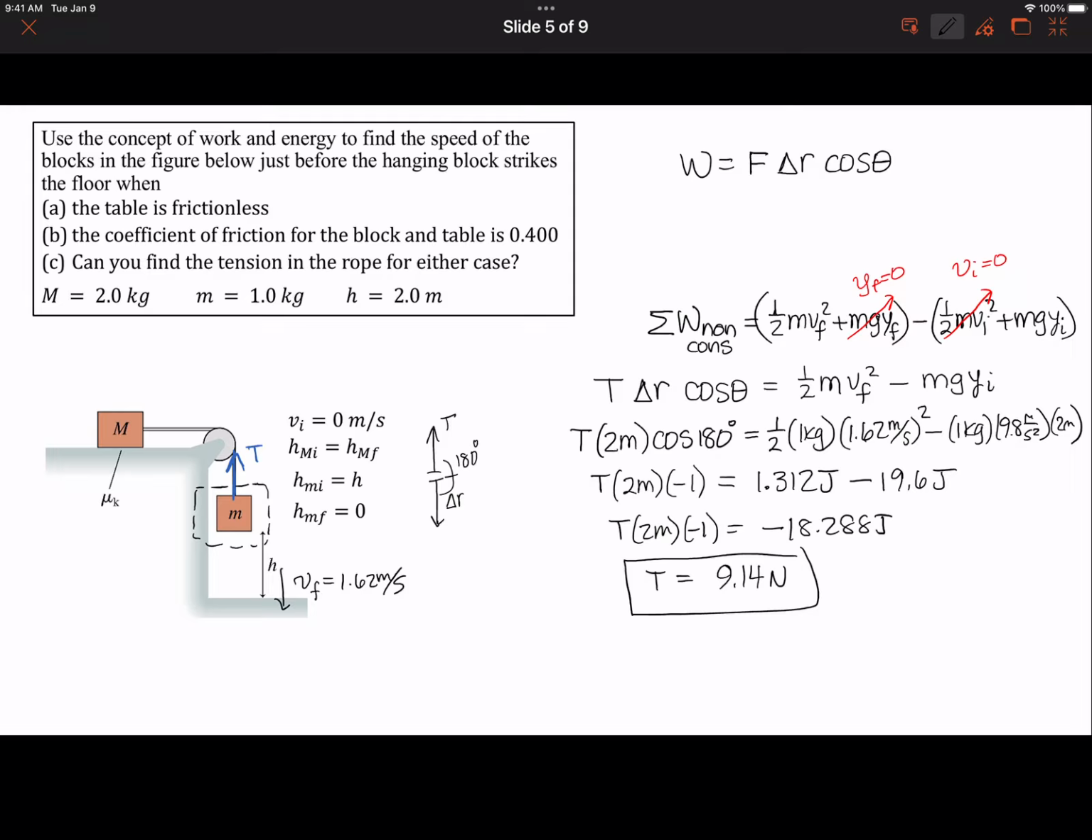So keep in mind that when you have problems where you have masses that are attached, if you consider both masses as your system and you use the concept of work and energy, then the tension is not going to be included in the work done by non-conservative forces because it's internal, and essentially it's doing positive work on one object, negative work on the other. But when you want to find the tension, you have to isolate one of those masses and look at the work that's done by non-conservative forces on that single mass. And this is similar to what we did with Newton's laws of motion. If we wanted to find the tension, we had to look at a single mass.